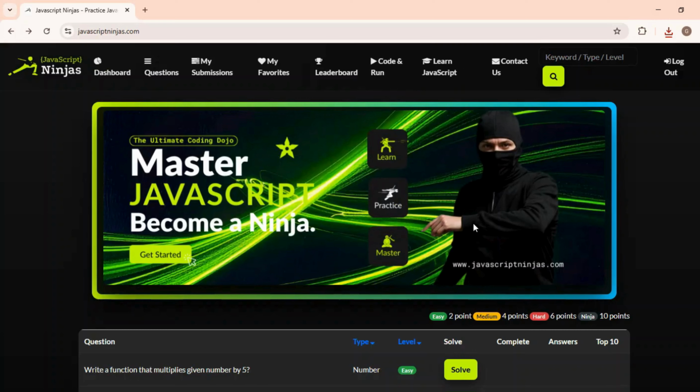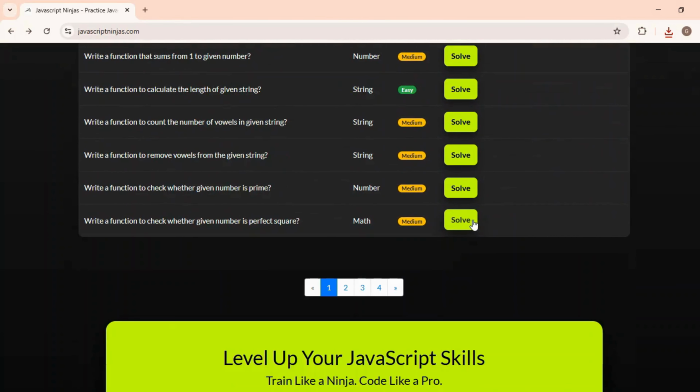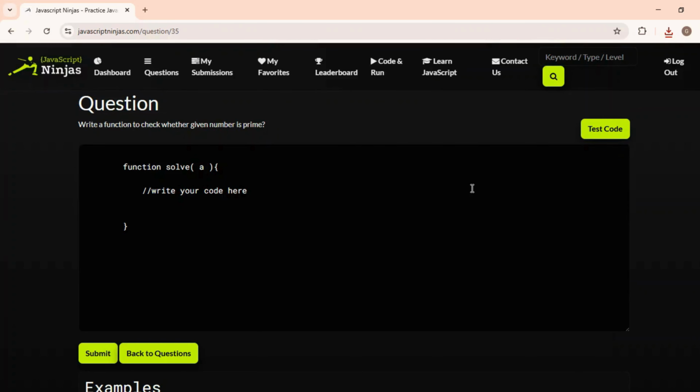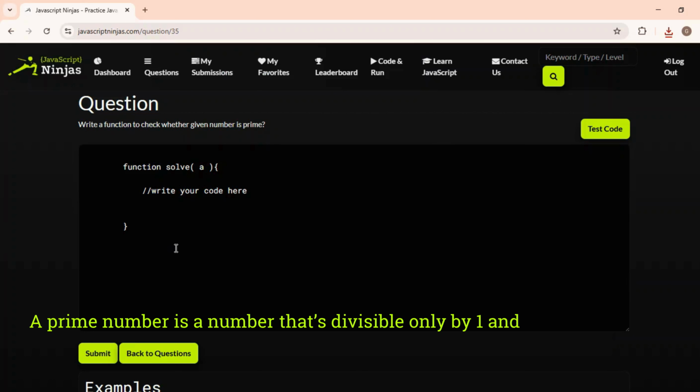In today's challenge, we're solving a classic question: write a function that checks whether a number is prime or not. But before we write any code, let's understand what a prime number actually means. A prime number is a number that's divisible only by 1 and itself, nothing else.